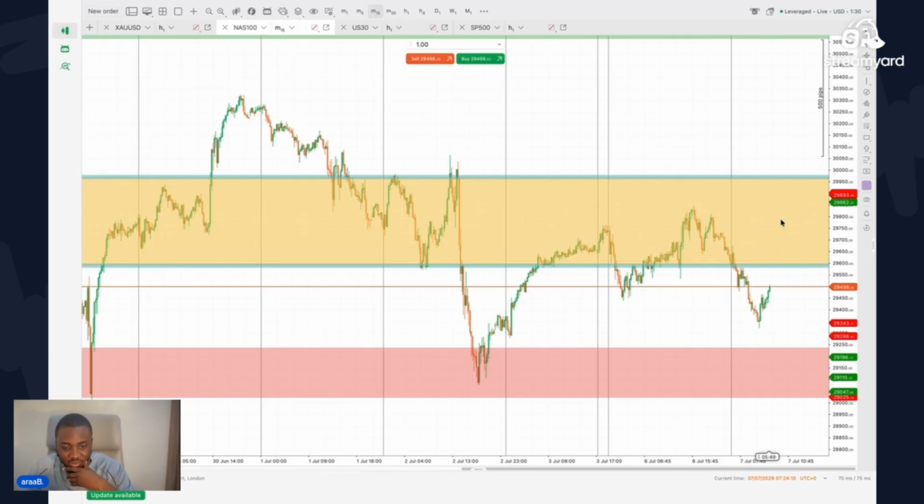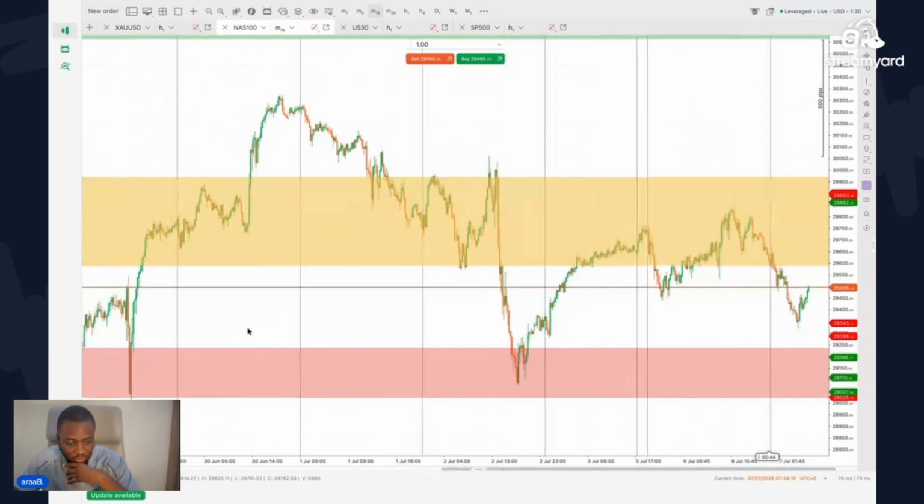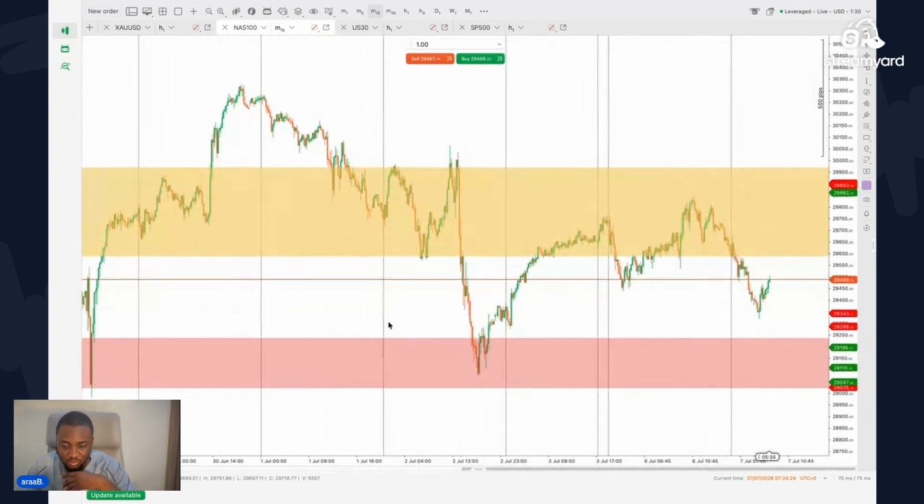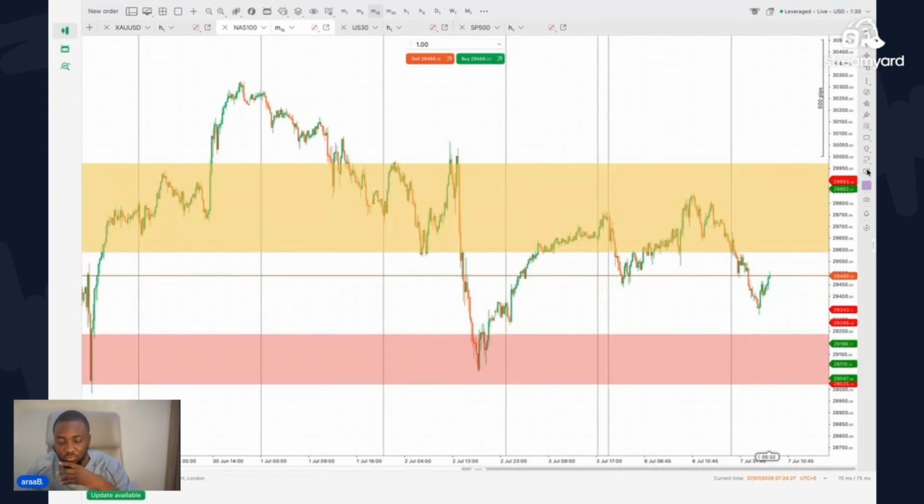I expect sellers to sell it down. This zone has been tested many times. See, all these are tests. This is a test, and this is a test, and also this is a test. So this red zone has been tested a couple of times.